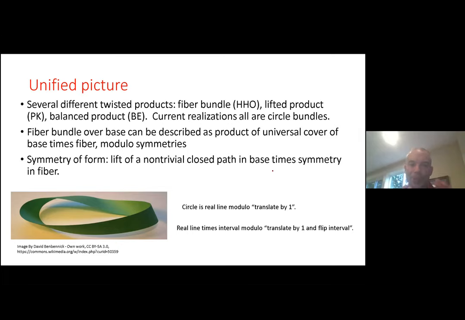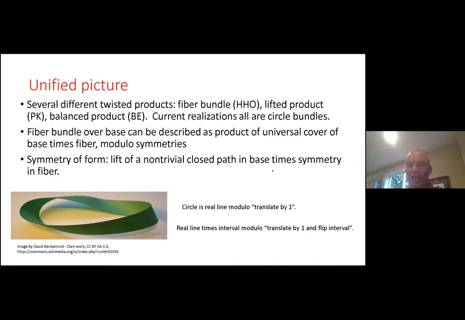One way to talk about a fiber bundle over a base is to think of taking a product of the universal cover of the base times the fiber modulo some symmetries. To give an example, again, the Mobius strip, the base is a circle. The circle can be thought of as the real line. That's the universal cover of the circle, the real line, modulo symmetry translate by one. If you want to call it translate by two pi, I guess I like translate by one. So now you've taken the real line and you say point zero and one are identical. So now that turns it into a circle.